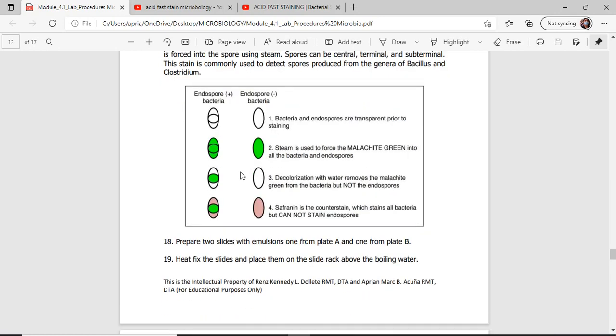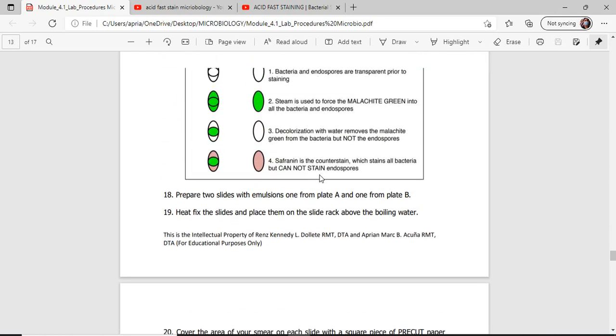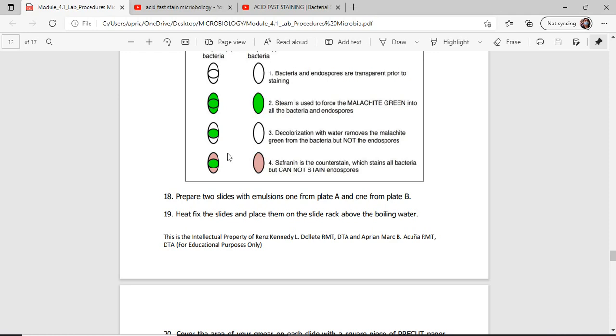First, before our staining, they are both clear. Then, steam is used to force the malachite green into all bacteria and the endospore. It is the same procedure you do in your carbolfuchsin, where you heat it until it forms vapor. Then for step 3, after you decolorize, since the malachite green has entered not only the spore but the bacteria itself inside the spore, it will give a permanent green color.